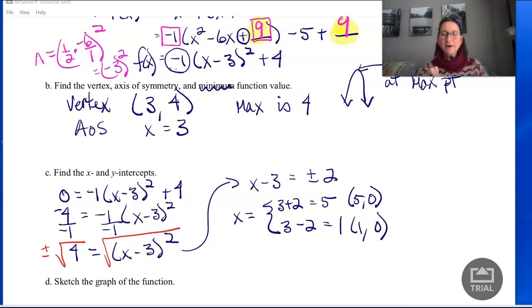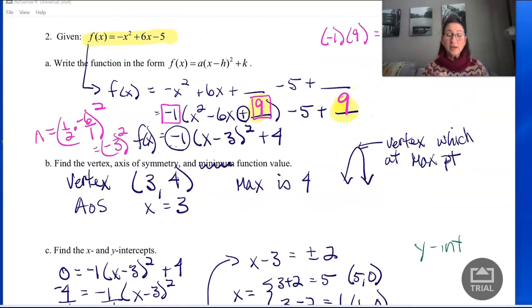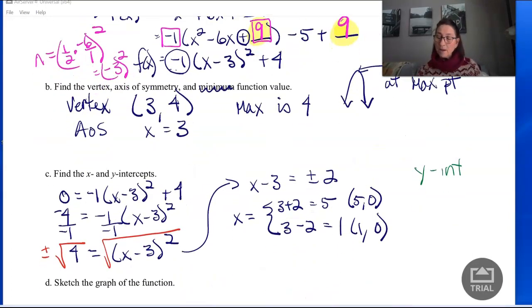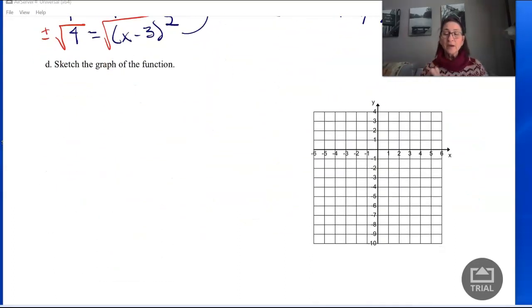Perfect. Now for my y-intercept, I just go back to where I started when I had standard form, which was my original, and I look at that c term, which is -5. All right, so then 0, -5 is my y-intercept. I've got all the information I need. Let's go ahead and graph this guy.